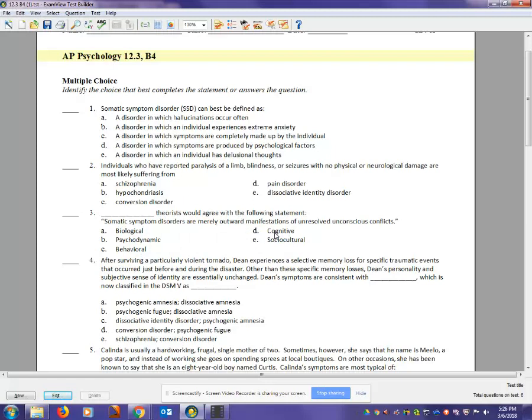So they're going to say something like it's in their mind, it's a problem with their thought process, and that's not what we see here. Instead, we talk about unresolved unconscious conflicts. So we have to remember back to Sigmund Freud and all of his ideas about what's going on in your unconscious, what kind of issues are happening and how they can manifest themselves physically. So we're going to go with psychodynamic here. So that's our Freudian theory.